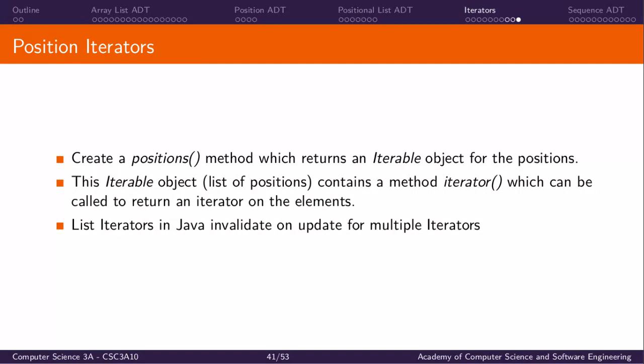Right. So a position iterator would return to us a collection of positions containing the elements that we have in our collection. We could create a positions method that will return to us an iterable object for all the positions contained within our particular collection. This object then has a method iterator, so it can return to us an iterator over those positions, which can be called to return an iterator on the elements. The list iterator in Java, as we already said, invalidates on update for multiple iterators, and we also said that if the data structure itself changes, that also invalidates all the iterators over it.